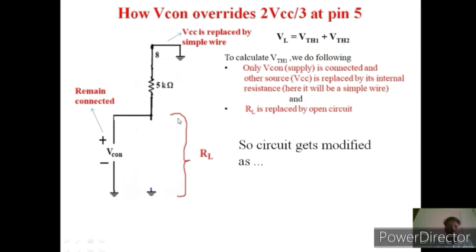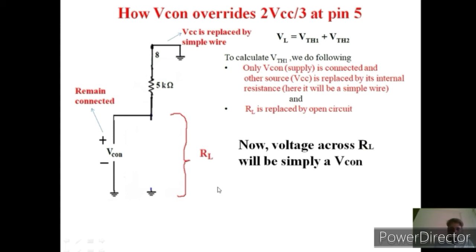Now voltage between this point and this point will be simply the V control voltage. It is because we are now measuring directly the voltage of this battery. So when V control is connected, VCC is replaced by a simple wire and RL is removed, voltage at this point VTH1 will be simply the V control voltage. So VTH1 equals V control.